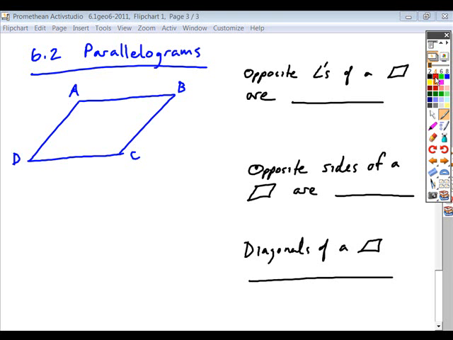Okay, when you look at this problem, the fact that it's a parallelogram only tells you the following. This set of sides is parallel, and this set of sides is parallel. That's all you know based on the parallelogram. So if you do look at this, though, what relationship has to exist between angle A and B?